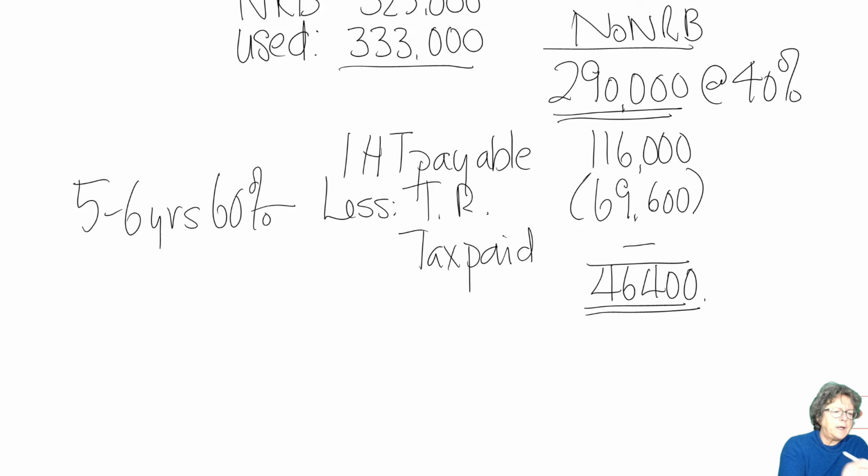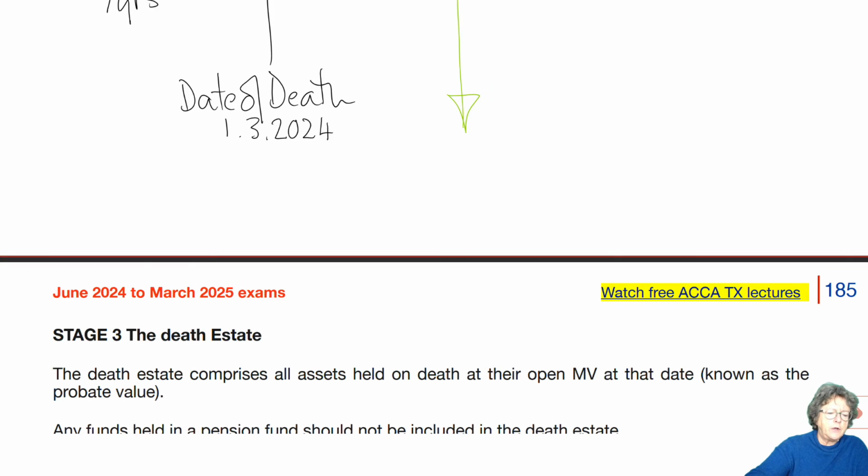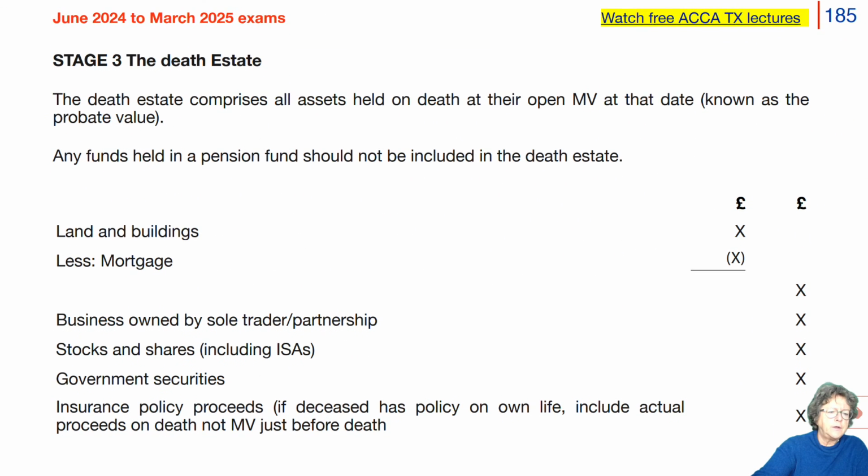So let's go back to the notes and see what we are going to deal with next. And that's the stage 3, the death estate.